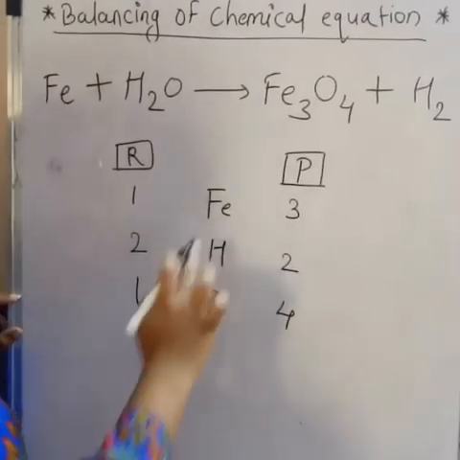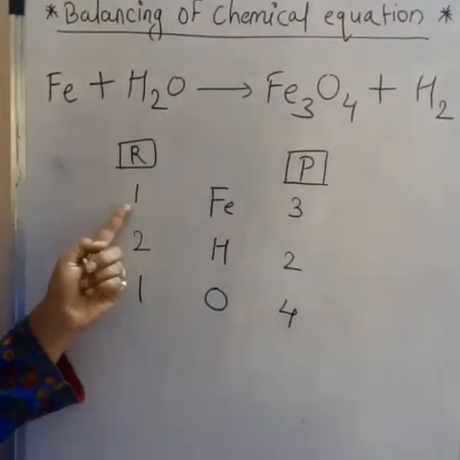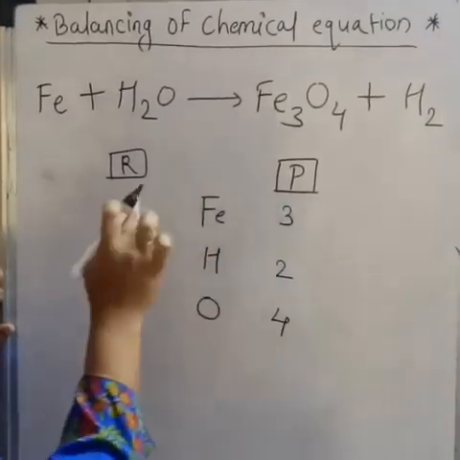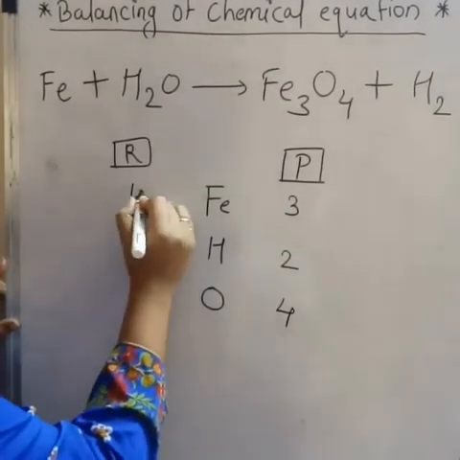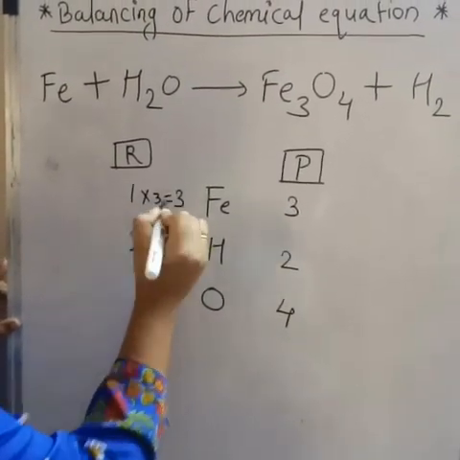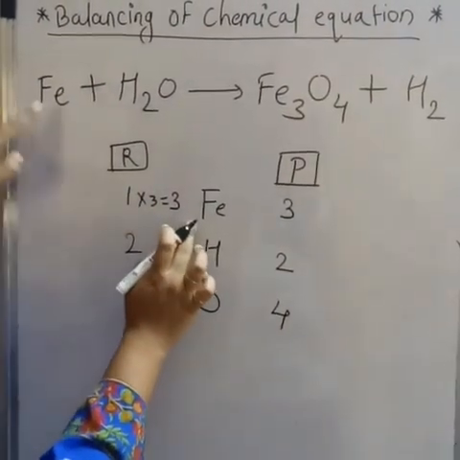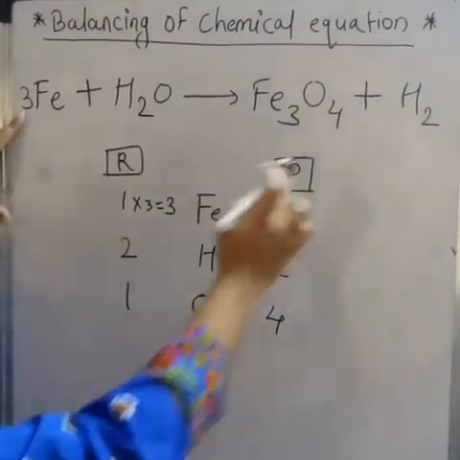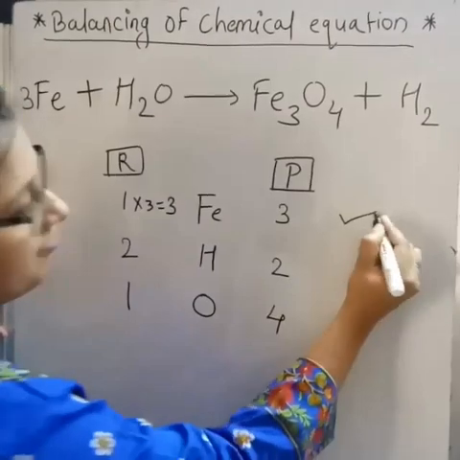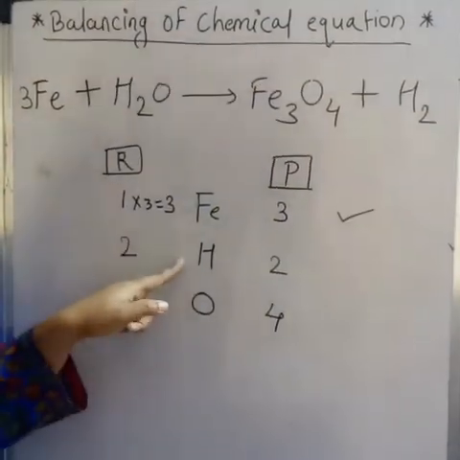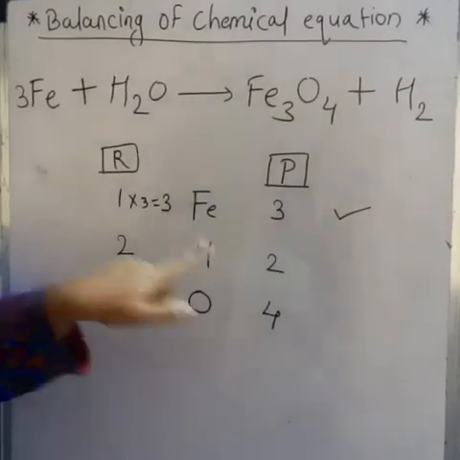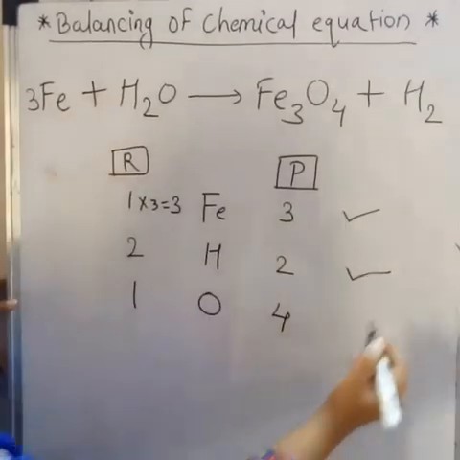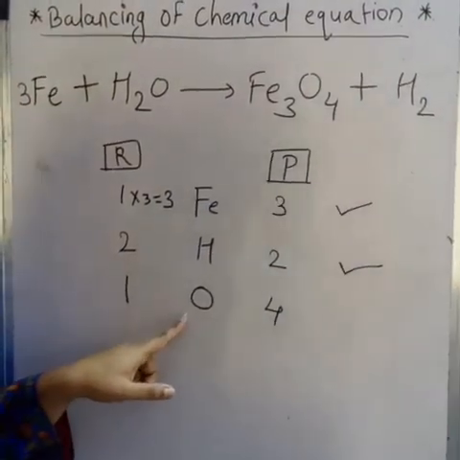So the first element is Fe. Here we can see 1 atom of Fe in the reactant and 3 atoms of Fe in the product side. So we can multiply the reactant side by 3, and we'll get 3 atoms of Fe. Now see, 3 Fe in the reactant, 3 Fe in the product. So Fe is balanced. Now go to the hydrogen atom. Hydrogen atoms we can see 2, 2, already balanced. Okay. Then look at the oxygen atom.